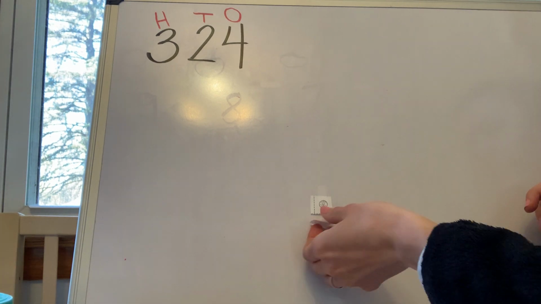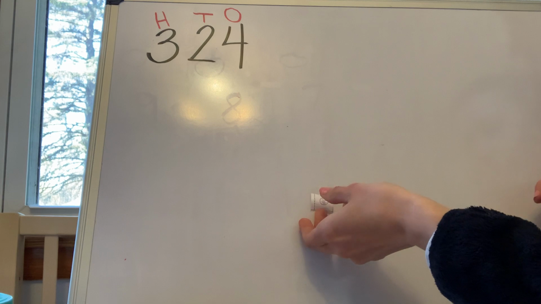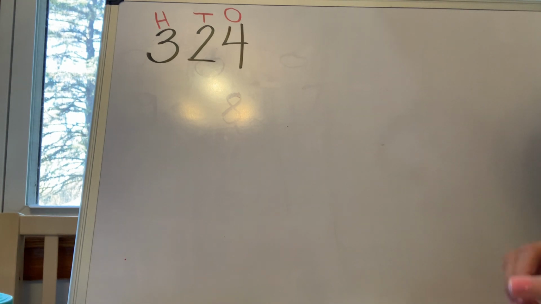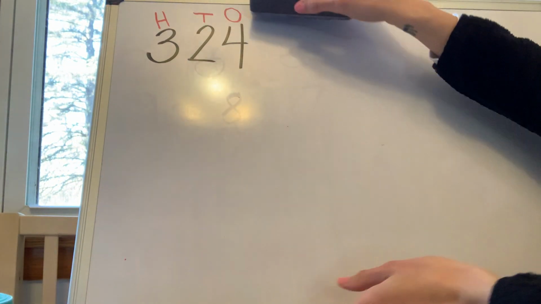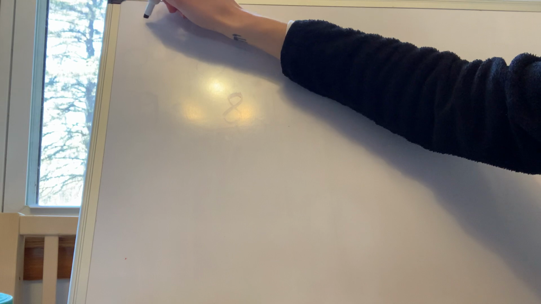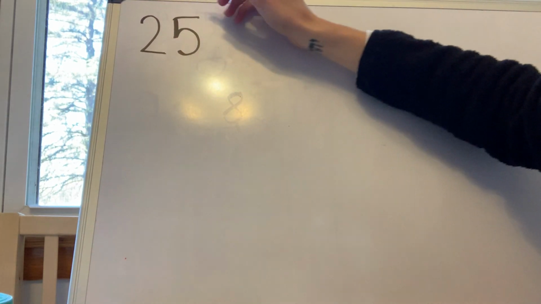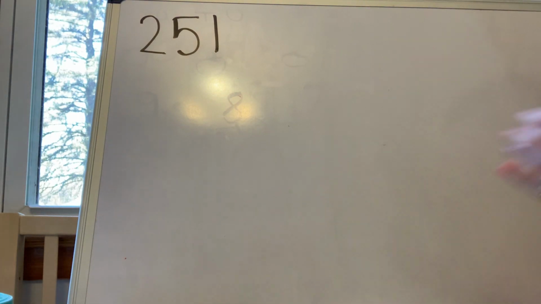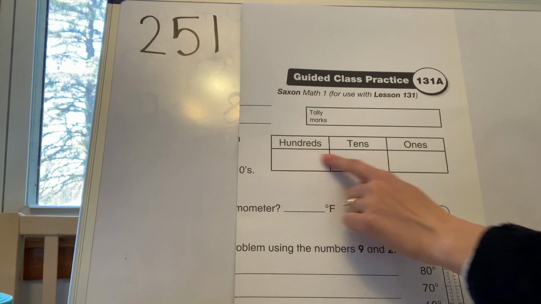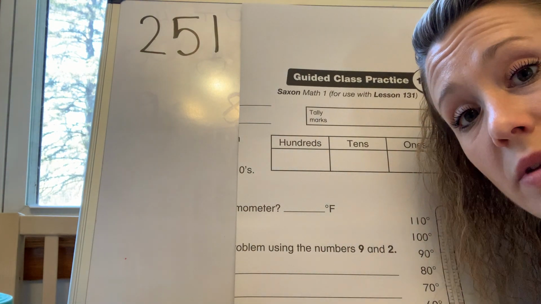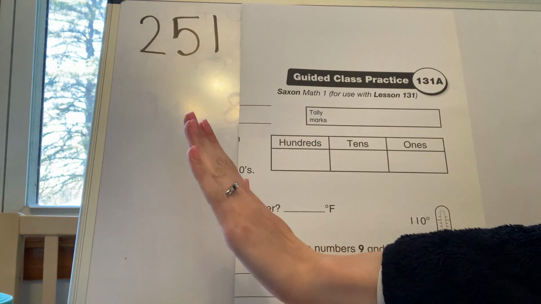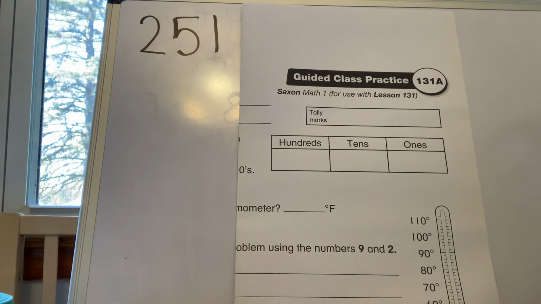All right, I'm going to write a new number, and I want you to tell me how many I need to put up. I'm going to write the number 251. So now I want you to think about this. Here's our hundreds chart. Which number's in the hundreds place? The furthest on the left. That would be the number 2.